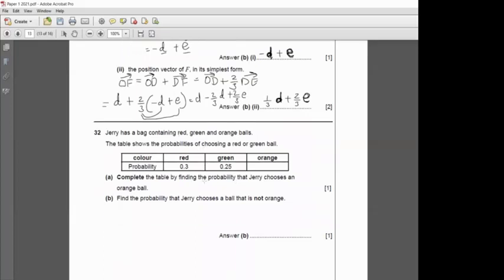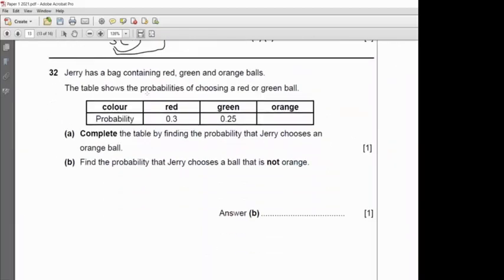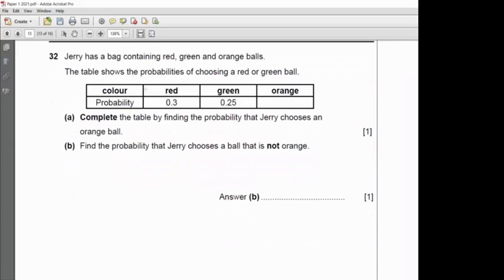Okay, number 32. Number 32 says Jerry has a bag containing red, green, and orange balls. The table shows the probabilities of choosing a red or a green ball. Complete the table to find the probability that Jerry chooses an orange ball. Now, because there's only 3 options, either a red, green, or orange ball, it means these probabilities, 0.3, 0.25, and the probability of choosing an orange ball should add up to 1.